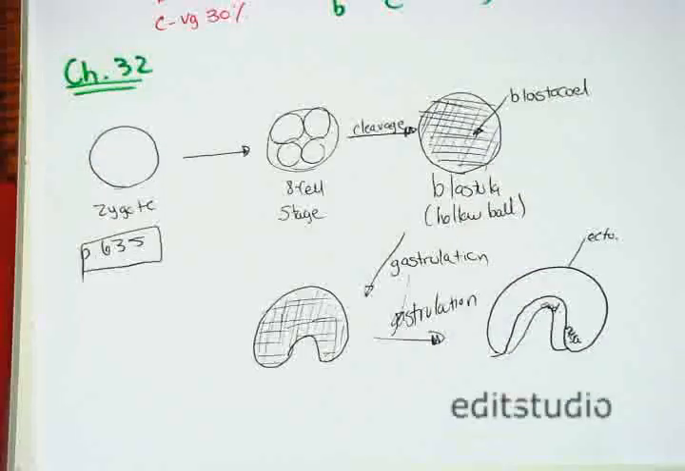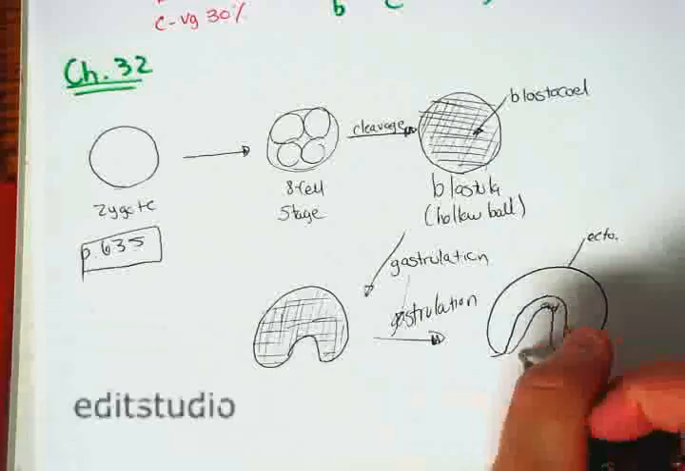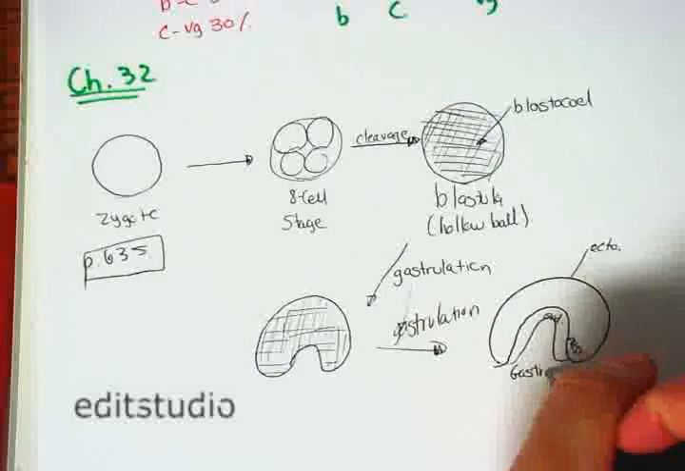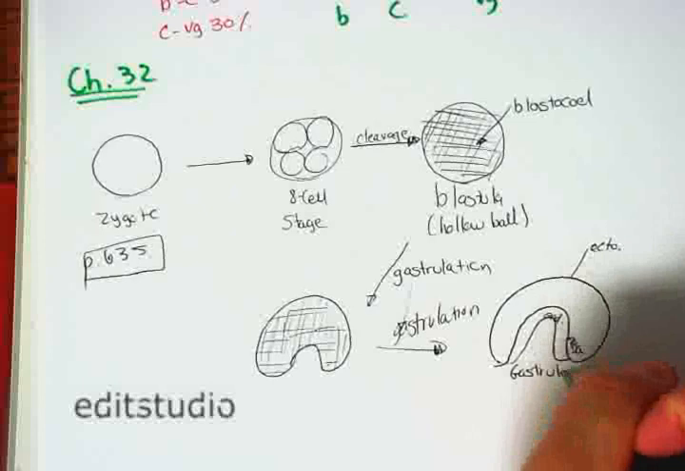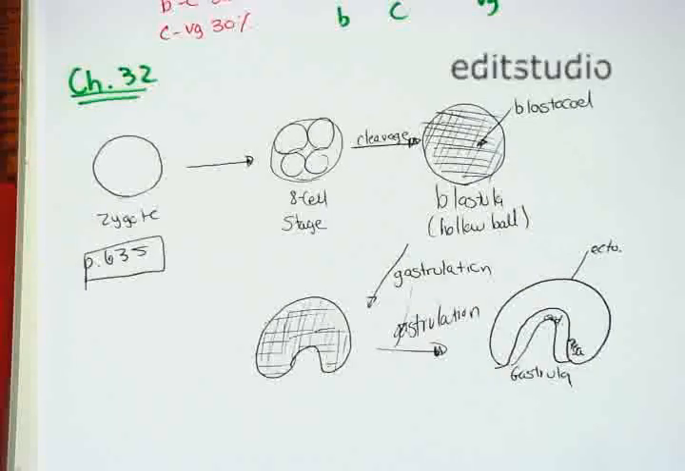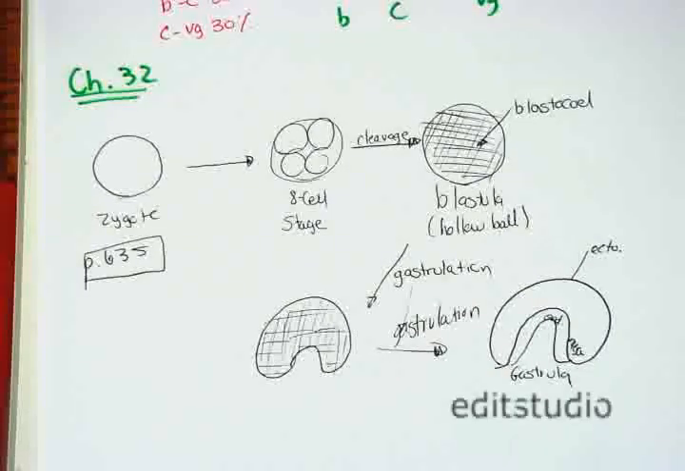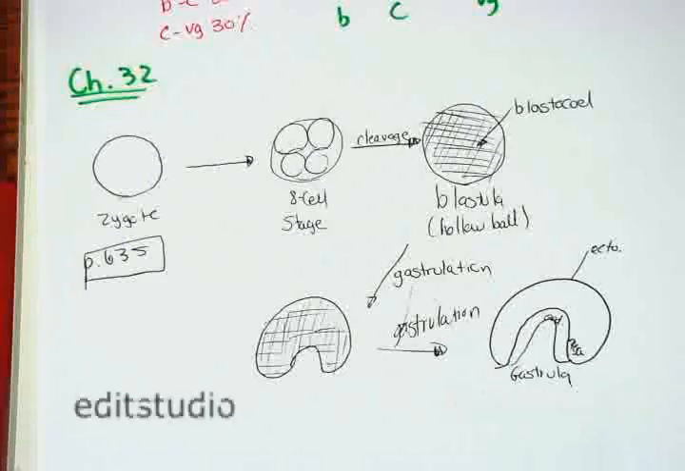Awesome. Now at the end, you have this object that's called the gastrula. I think it's pretty simple. Another thing that you talk about in chapter 32 is the idea of bilateral versus radial symmetry. But I think y'all should remember this, correct?